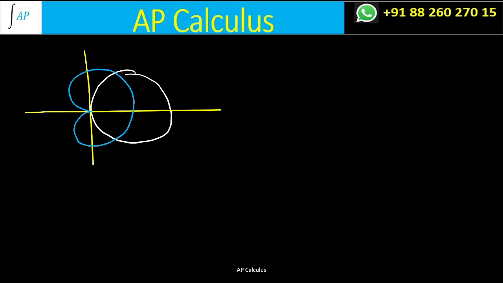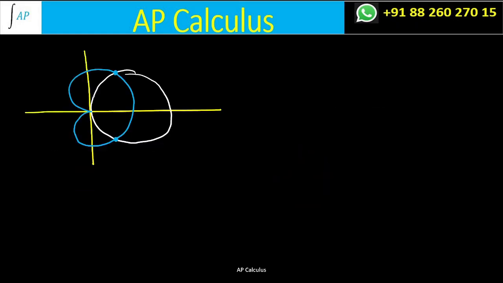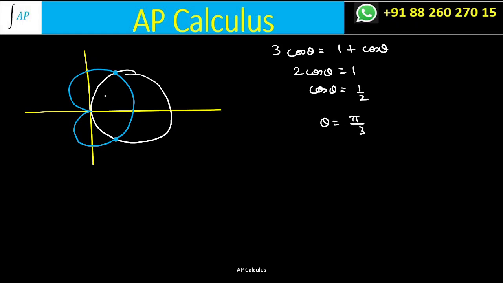Now first of all, we have to find the radial lines over here. To calculate the radial lines, we should equate both the r values. 3 cosine theta is equal to 1 plus cosine theta. 2 cosine theta is equal to 1. So cosine theta is equal to 1 by 2. If it is 1 by 2, we know theta is pi by 3. So this particular radial line is pi by 3. According to the symmetry, this one will be minus pi by 3.